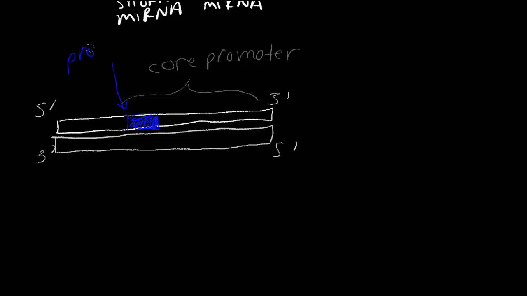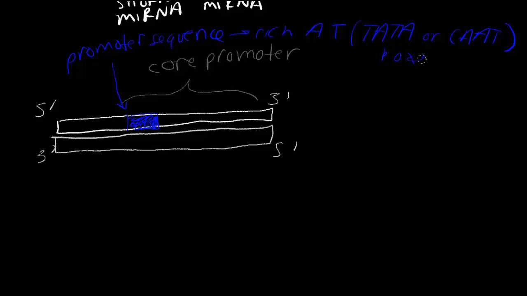This is the promoter sequence. And what's so important about the promoter sequence is that this right here is going to be rich in adenine and thymine. And usually we're going to know it as either the TATA box or the CAAT box. If you notice, these are rich in adenine and thymine. The TATA usually can have 2 A's at the very end, but it's just so we can understand that these are the boxes as we know them.